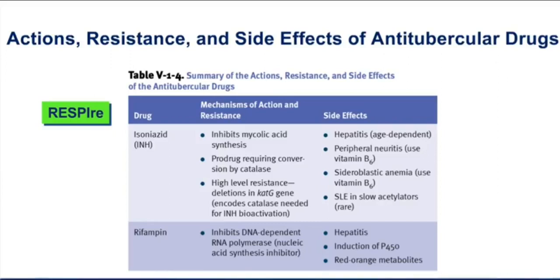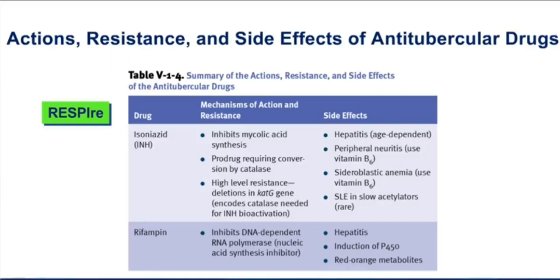The second drug in the table is rifampin. It's a drug that inhibits DNA-dependent RNA polymerase. And that enzyme is not only found in mycobacteria, it's found in other bacteria as well. So rifampin is a more broad-spectrum drug that can be used to kill TB and other bacteria. Its side effects include hepatitis, but also the fact that it can induce P450 enzymes, and that can lead to a number of drug interactions. Perhaps my favorite is an interaction between rifampin and oral contraceptives, where this drug is going to reduce the effectiveness of your oral contraceptive.